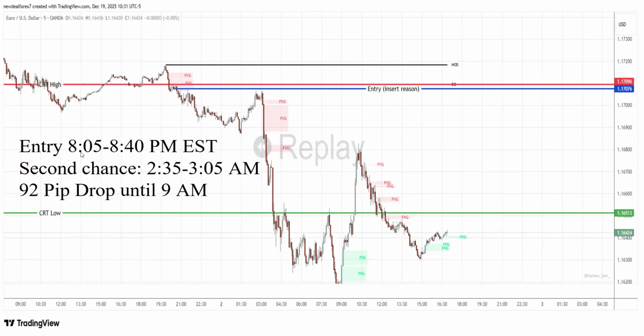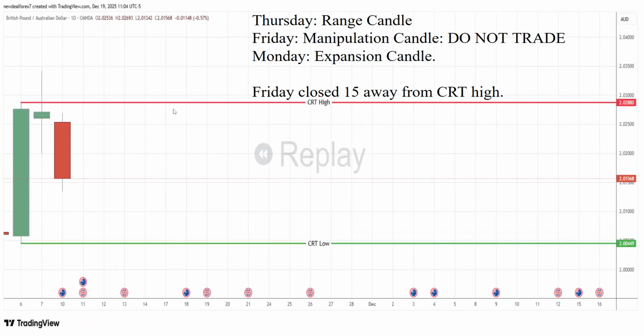The best entry would have been between 8:05 and 8:40 p.m. Eastern Standard Time during Asian session. Here's the first fair value gap right there, but we want to trade inside the range typically. Okay, so as long as this fair value gap here that was created on the range holds, I will take that as a good sign. So you did get a second chance between 2:35 and 3:05 a.m. And this was a 92 pip drop until 9 a.m. Okay, it just sank, right? Broke out of the range, came back in the range, and then broke down again. All right, but all that could have been yours just trading like that. Okay, this happened during Asia.